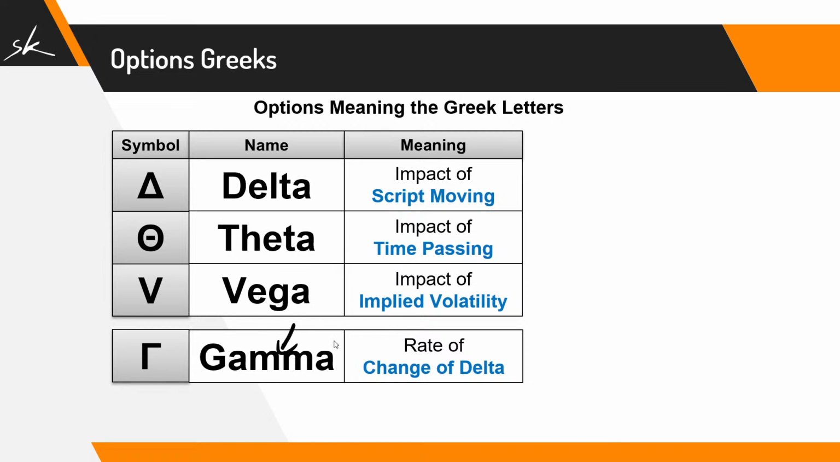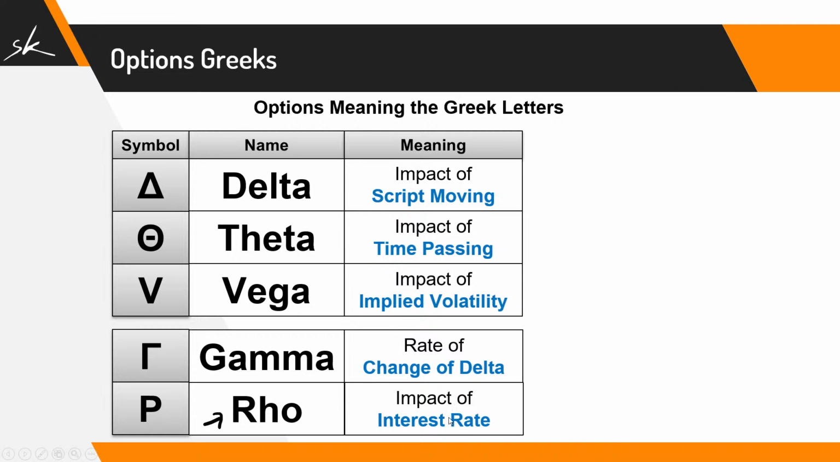But gamma is basically the change of delta. So delta changes, but what is changing delta? Gamma changes the delta, right? So when we get to gamma, you'll understand what gamma is. And the last one is rho. So what is rho? R stands for rate of interest, right? So rho is basically the impact of interest rate.